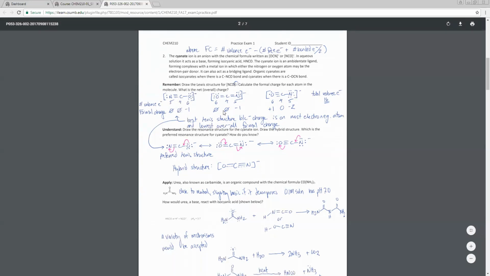Notice these two have the same type of formal charge, but this is the better structure because that negative charge is on the most electronegative atom. This structure is the least desirable Lewis structure because it has a lot of formal charge. And note that formal charge on the oxygen is positive, right? We don't really want a positive charge on our most electronegative atom.